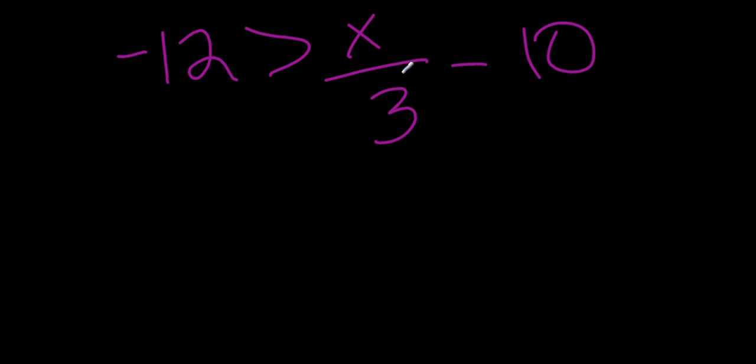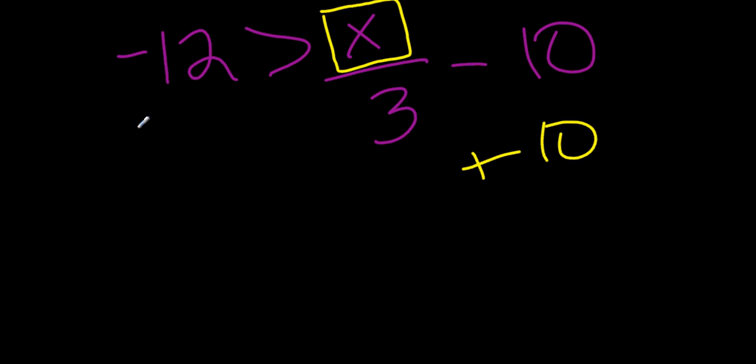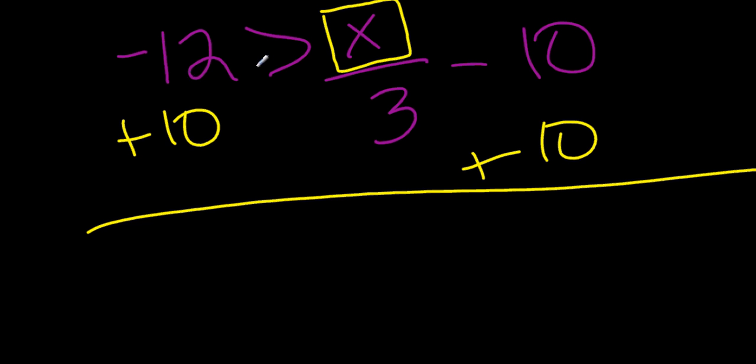Let's take a look at this one. So again, I'm still going to try to get my variable all by itself. And to do that, I'm going to have to move my numbers. So I have -10. I'm going to use my inverse operation of addition, and I'm going to add 10 to each side of my inequality. No multiplying or dividing by negatives there. -12 plus 10 gives me a -2 is greater than x divided by 3.